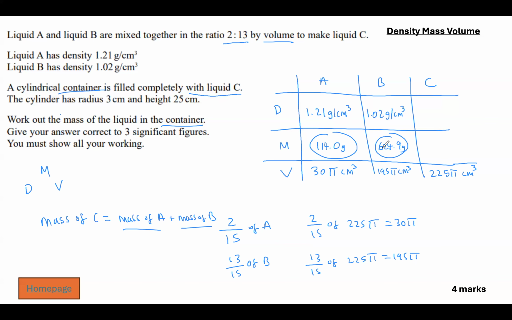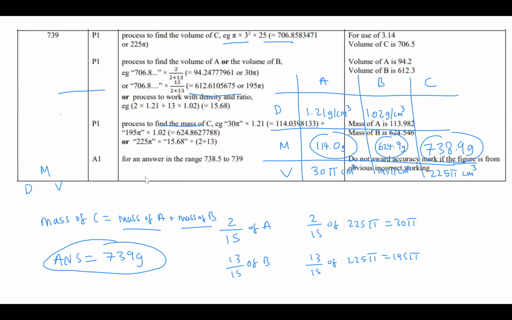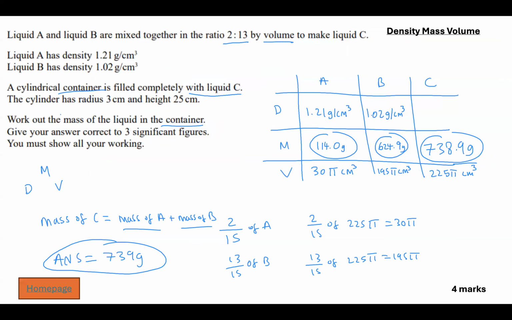So 624.9 plus 114 will give us 738.9 grams. We want to write our answer to three significant figures. So our answer is going to be equal to 739 grams. And if we have a look at the mark scheme here, we can see 739 is the correct answer.